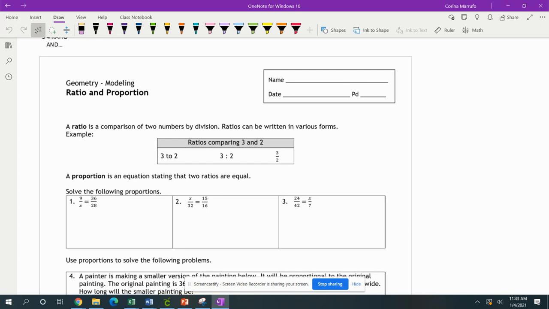You can write it as 3 to 2. You can write it with the little colon right here in the middle. Or you can also write it as a fraction, 3 over 2. Okay, so those are the different ways that you can write ratios. A proportion is an equation stating two ratios are equal.